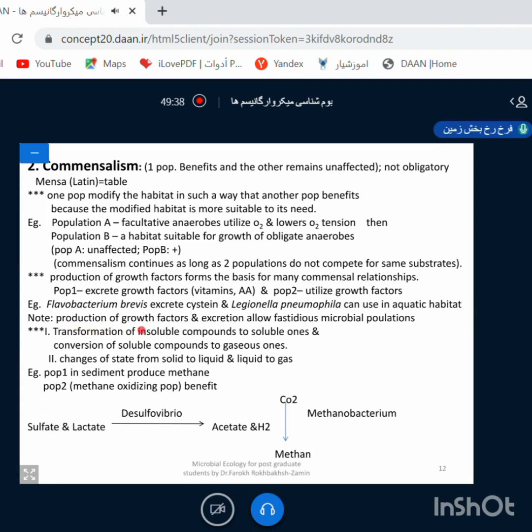Note: production of growth factors and excretion allow fastidious microbial populations to grow and survive. So in the lab, we give them whatever they need, but in the environment, in the water, in the soil, production of growth factors and excretion by many microbes allow fastidious microbial populations growth and survival.